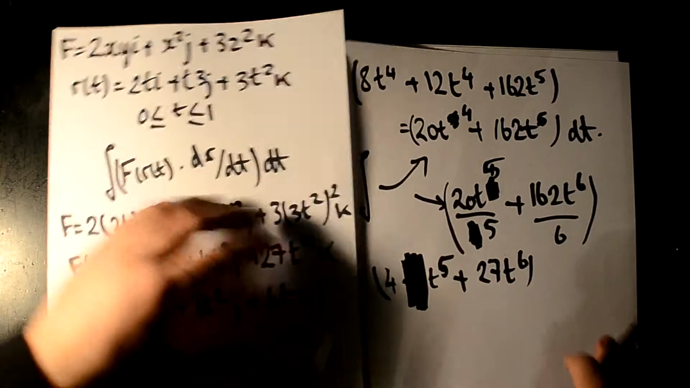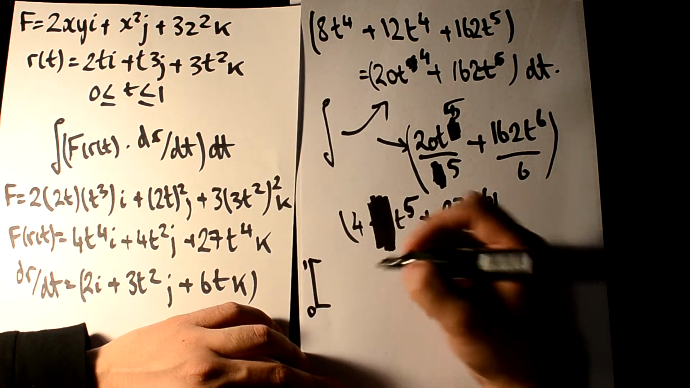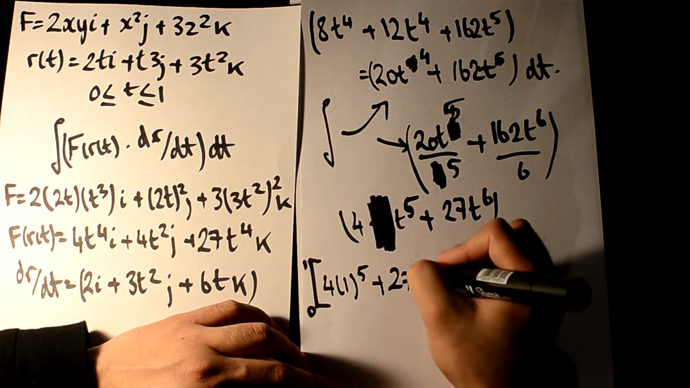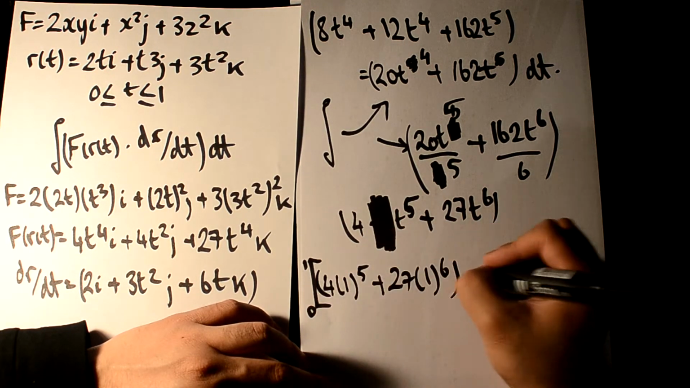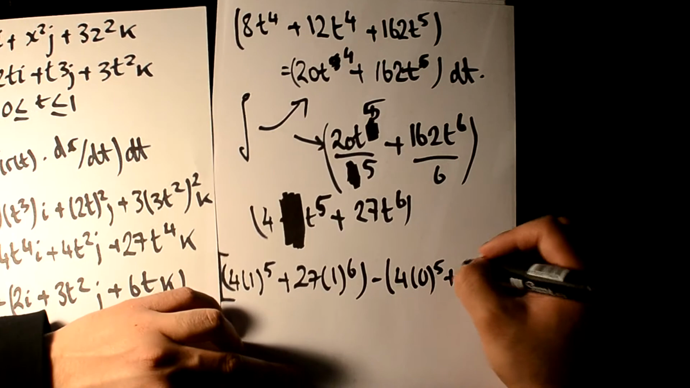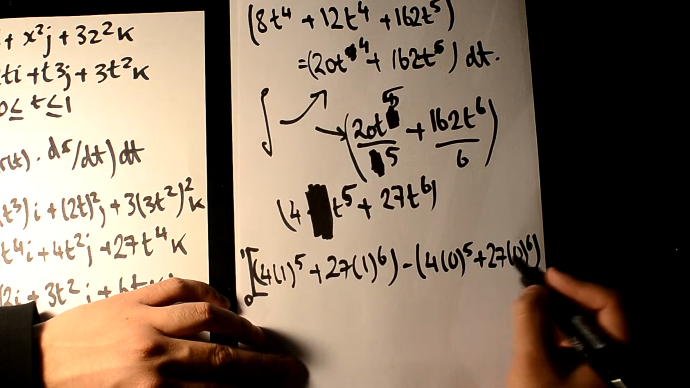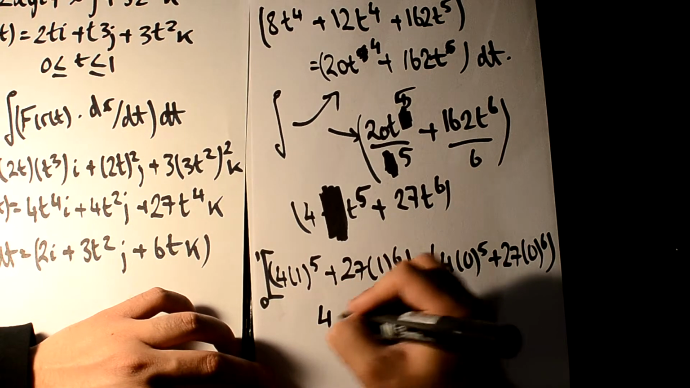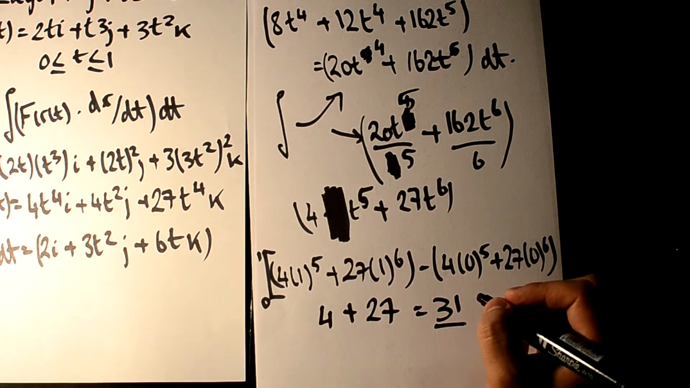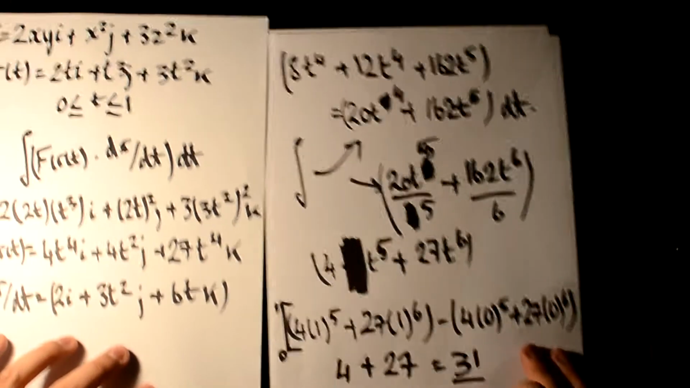And now we've obviously been told at the beginning that the limits are 1 and 0. So here, if we write 1 and 0 and plug that in, you're going to get 4 times 1 to the 5 plus 27 times 1 to the 6, all of this minus 4 times 0 to the 5 plus 27 times 0 to the 6. So obviously this is 0, and that's going to be 4 plus 27, which will equal 31. So there you have, we have found a value for this line integral.